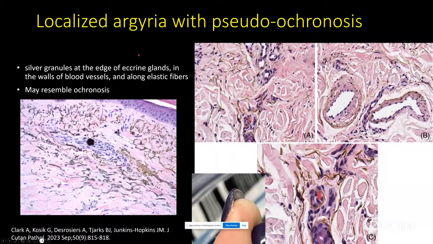So another thing in the differential of this is localized argyria with pseudo-ochronosis. So here you get deposit of argyria from silver implantation. A lot of times it's in jewelry makers or people who've poked their skin with silver. And then you get the silver deposits onto the collagen fibers and elastic fibers. So here you can see it nicely highlighting the elastic fibers in the papillary dermis. Regular argyria is also going to be present around the blood vessels and eccrine coils, and this will do the same thing here with the fine granules. And you can see how it starts to look a little bit like ochronosis here, but it's called pseudo-ochronosis.